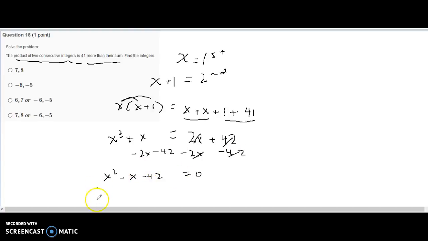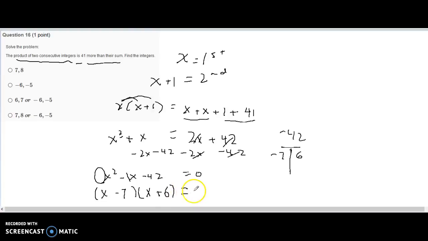Alright, so in order to factor this, I need to find two things that multiplied together equal negative 42, but when added together equal negative 1, because this is really a negative 1 here. And so it shouldn't take you too long to figure out that that's going to be negative 7 and positive 6. And since this is a simple one with no number in front of the x squared other than the hidden 1, it's a pretty straightforward factoring. It's x minus 7 and x plus 6.